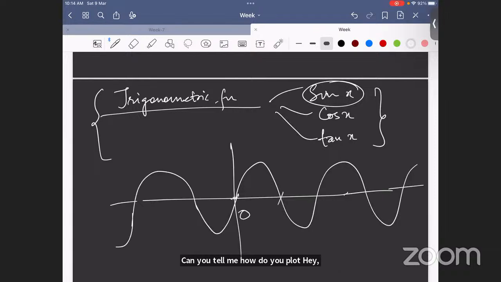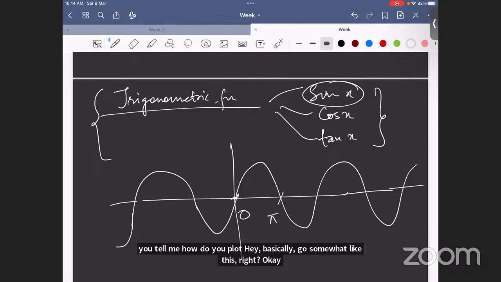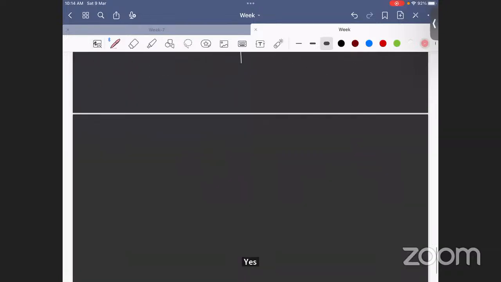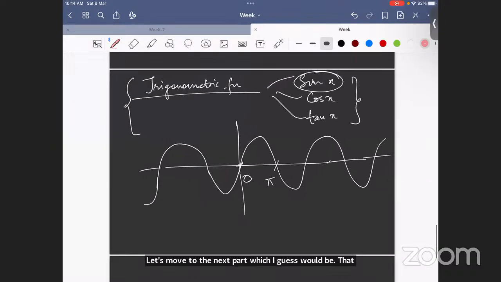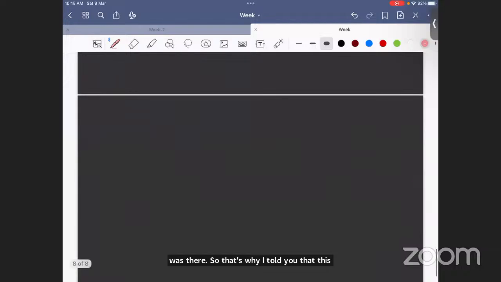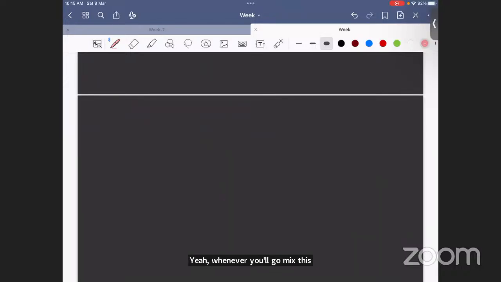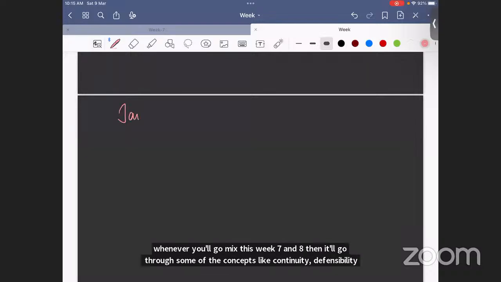I don't think all this needs to be discussed, but okay, it's fine. Let's move to the next part. That's why I told you that this week doesn't have much content. Whenever you go through weeks 7 and 8, we'll go through concepts like continuity, differentiability and so on. So let's discuss the tangent.